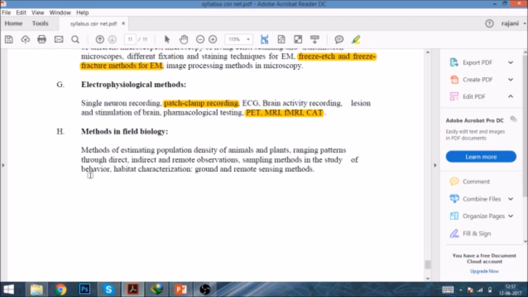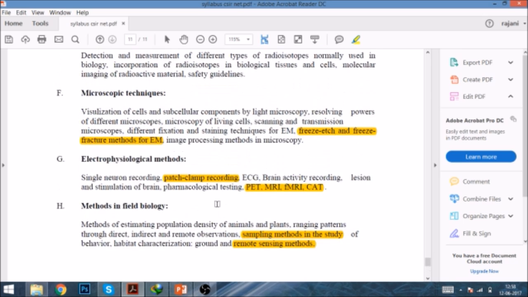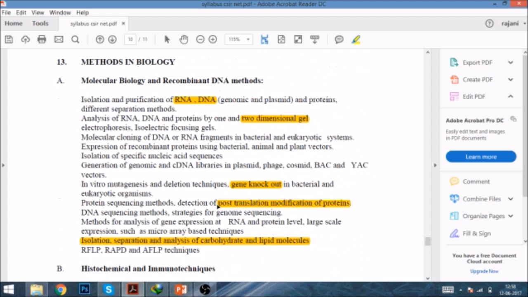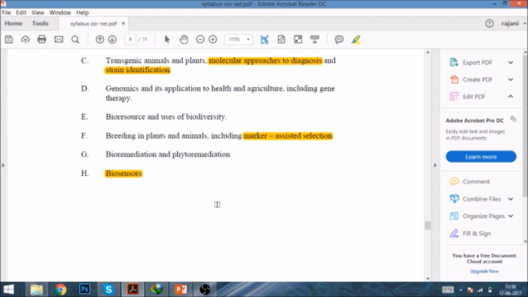And in methods in field biology, like sampling methods, what are the sampling methods for your biostatistical analysis? Animal behavior, or what are the remote sensing methods? This is a very important one. So these are the topics which you can revise at the end, in the last week of your examination for CSIR JRF NET, so that you will not miss questions from this.